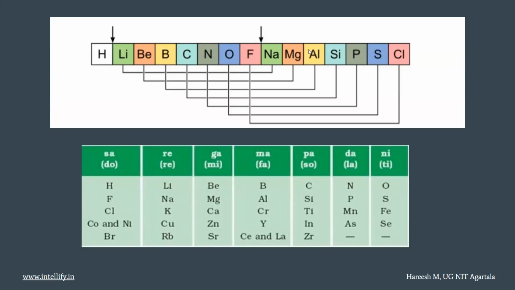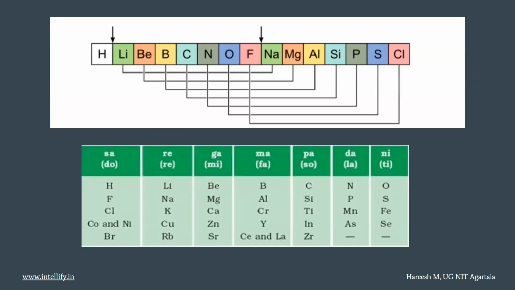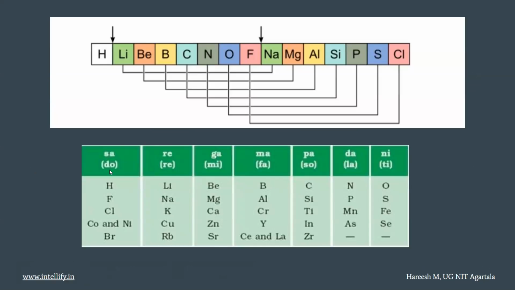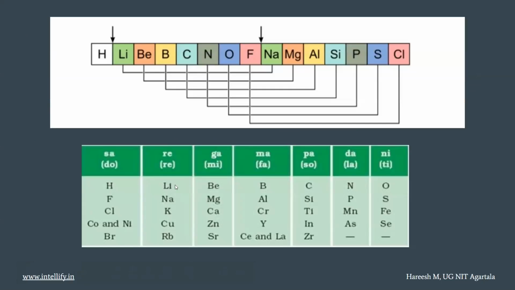Now you must be wondering, why did this scientist name them as octaves? He actually connected this to music. You must all be familiar with the 8 octaves of music: Sa, re, ga, ma, pa, da, ni, sa. So basically he tried to arrange the elements according to them. See, for Sa, he wrote H, F, meaning hydrogen, fluorine, chlorine, cobalt, nickel, chromium. Same way here, here, here, here, and also here. So this is what Newland tried to say.